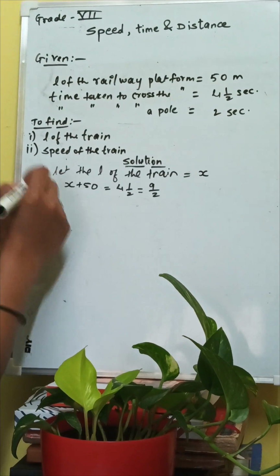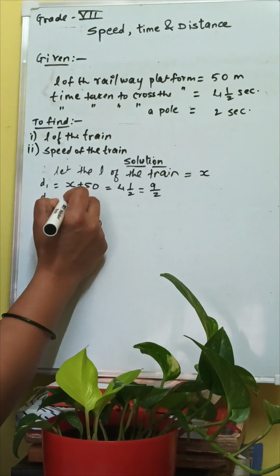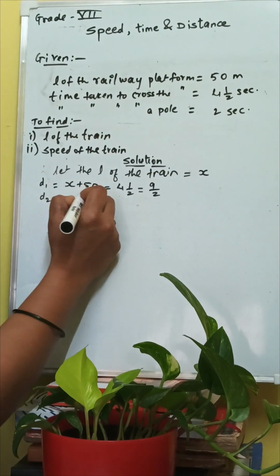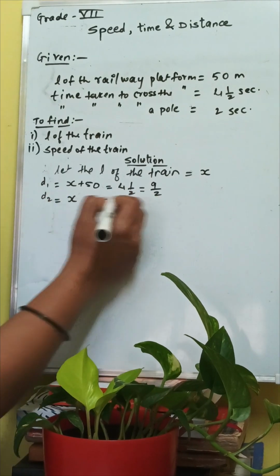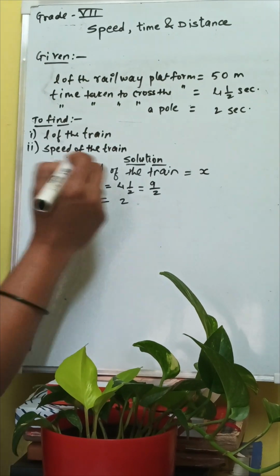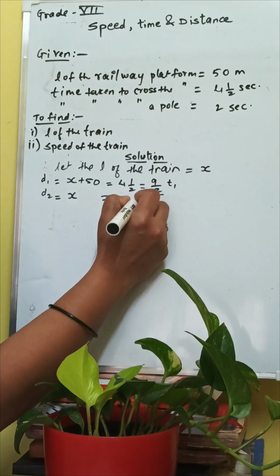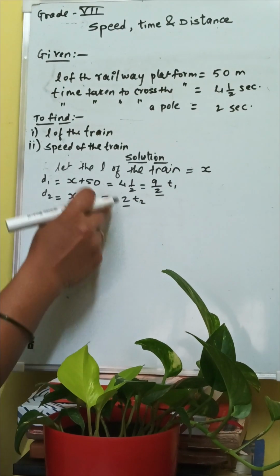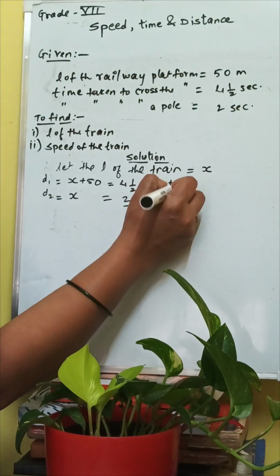And we have another distance where it crosses a pole. That is the length of the train. And how much time is it taking? 2 seconds. So we have distance 1, distance 2. This is our T1 and this is our T2. What we are going to do here is find the difference between T1 and T2.